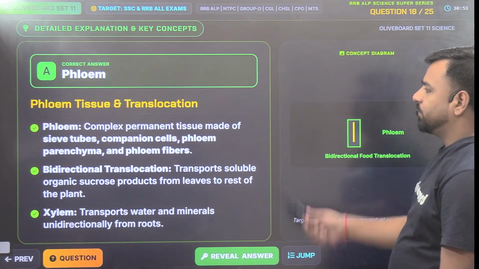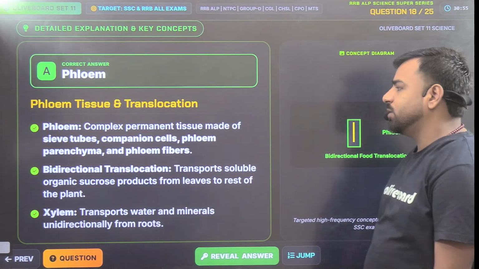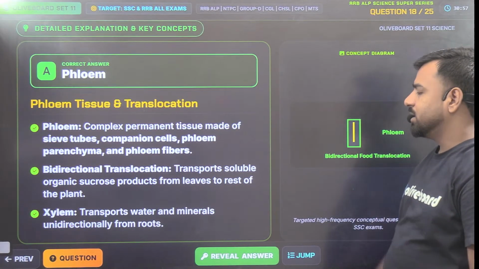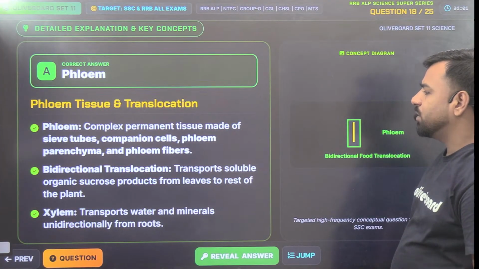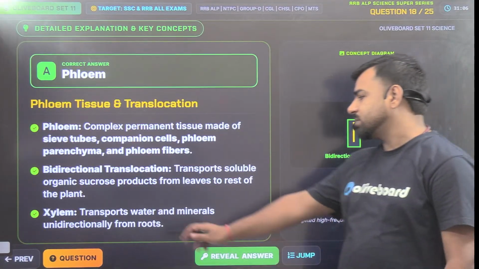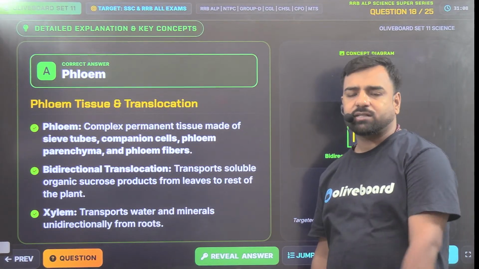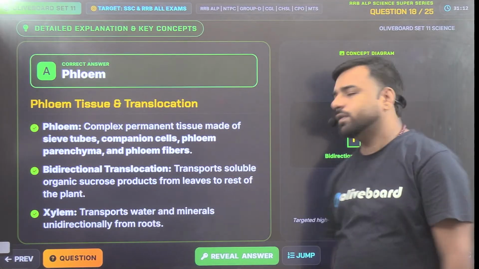Next, phloem is a complex permanent tissue made up of sieve tubes, companion cells, phloem parenchyma, and phloem fibers. Its bidirectional translocation transports the soluble organic products like sucrose from the leaves to the rest of the plant, and xylem is linked with the transportation of water and minerals. We have already discussed this, but one more thing, it's unidirectional in nature, that is from the roots towards the stems.